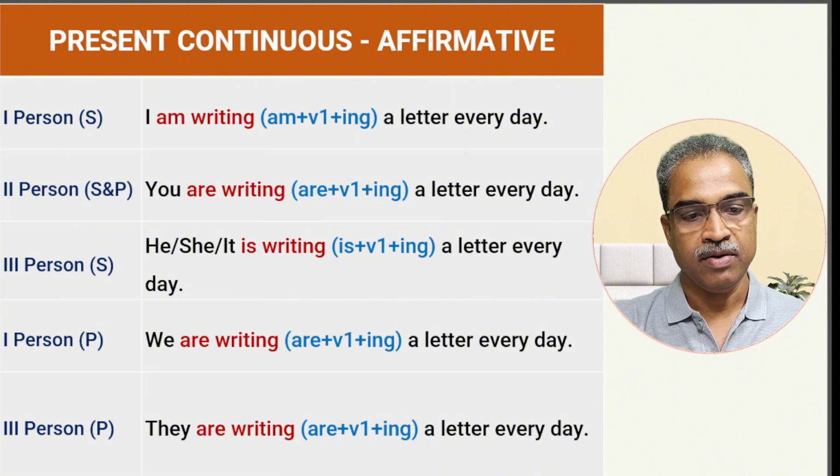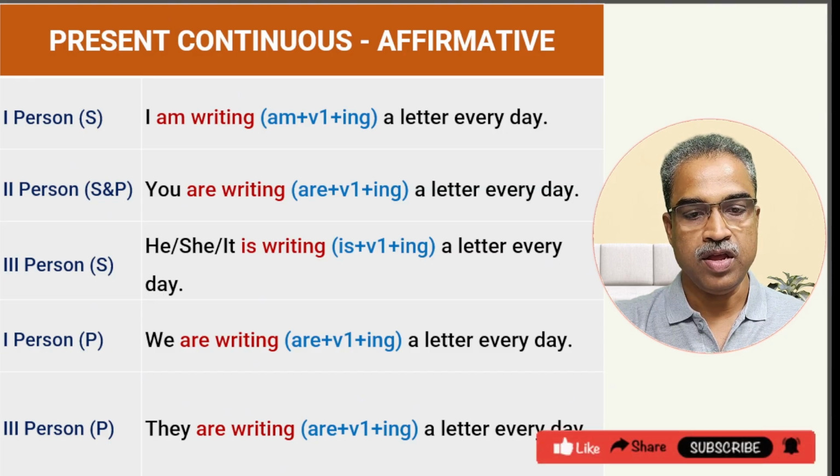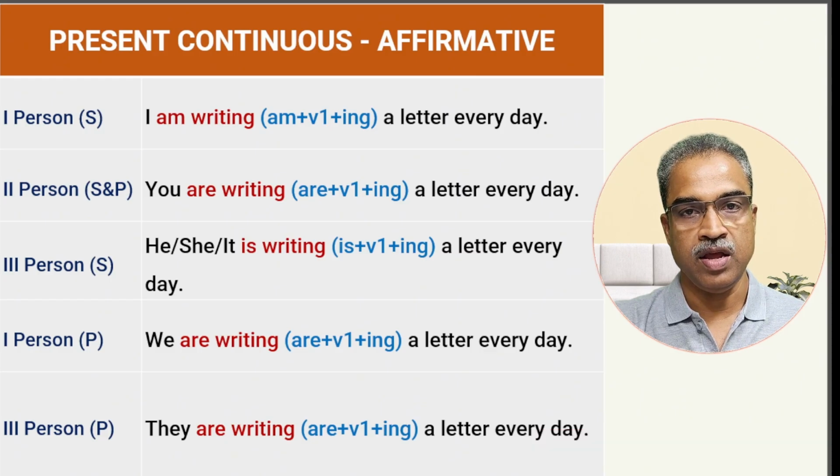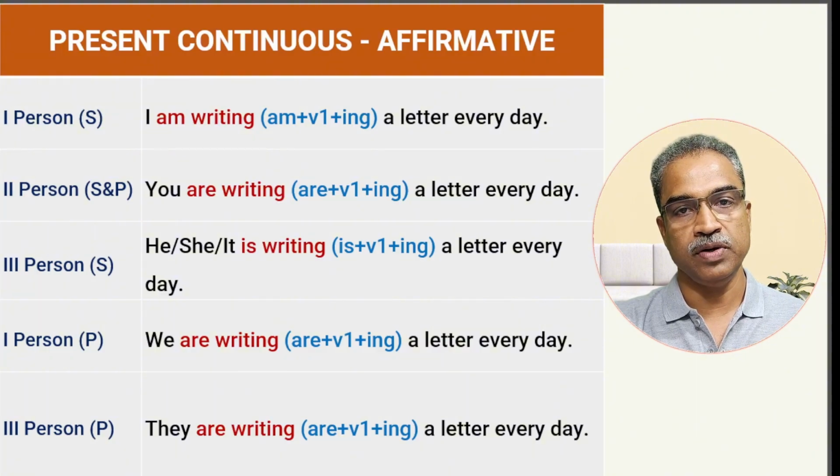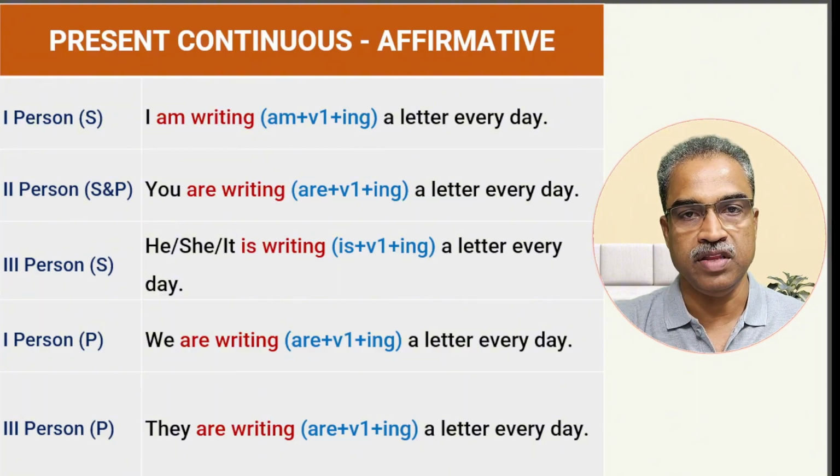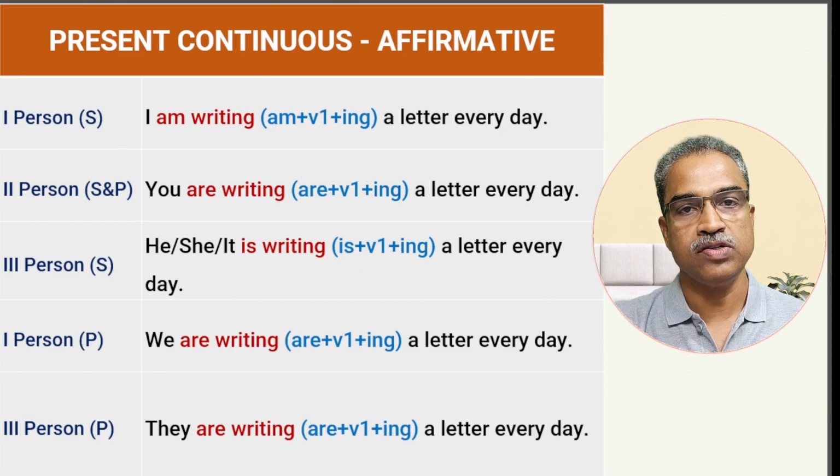And then first person plural, we. After we, also we use be's are form. So plural, it is always are. So we are writing, are plus V1 plus ing. We are writing a letter. Similarly, the last one, third person plural, they. After they, also in the present tense, we use are form. So they are writing a letter.